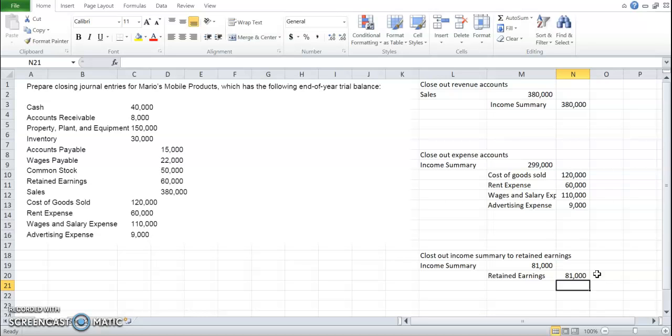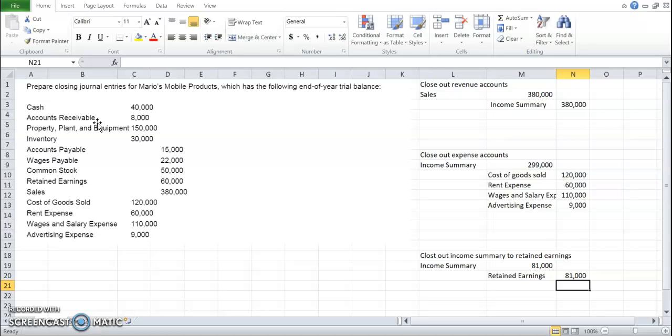Now, just keep this in mind. These other accounts, your cash, property, plant, equipment, inventory, accounts payable, wages payable, accounts receivable, those are balance sheet accounts. Remember, you don't close out balance sheet accounts. Those are permanent accounts, which means they roll over from year after year. They never start over at zero. They just keep accumulating.